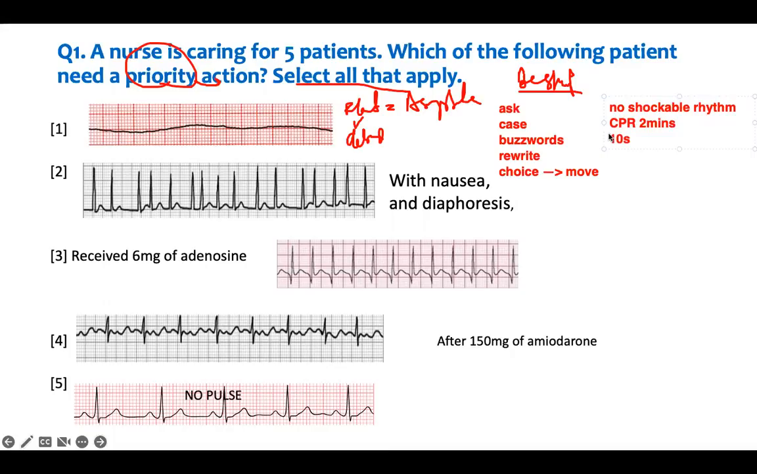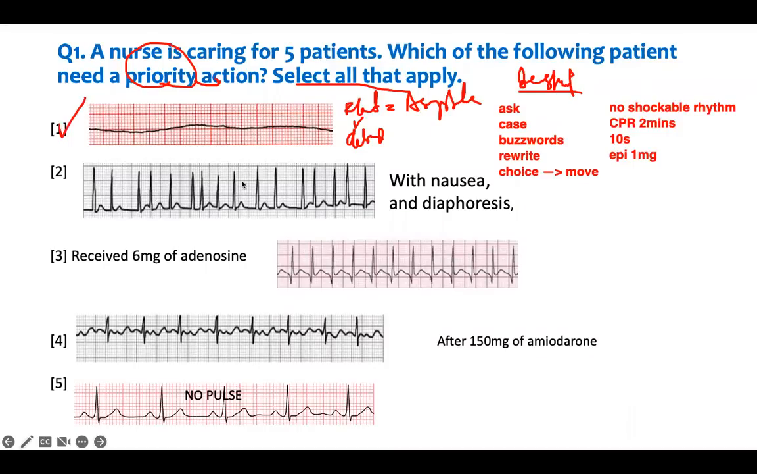Then after that, you check the rhythm again. If they're still in asystole, then they get epi 1 milligram. And you continue doing it until you bring them back. So these patients need priority action. So I will select that patient. This patient needed priority action.